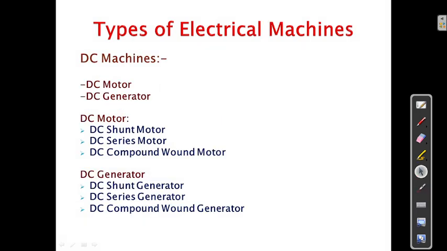Then DC machines. In the DC machine, there are mainly two types: DC motors and DC generators. In DC motors, we have the division of DC shunt motor, DC series motor, and DC compound wound motor. Then the DC generators: DC shunt generator, DC series generator, and DC compound wound generator. These are the types of DC machines.